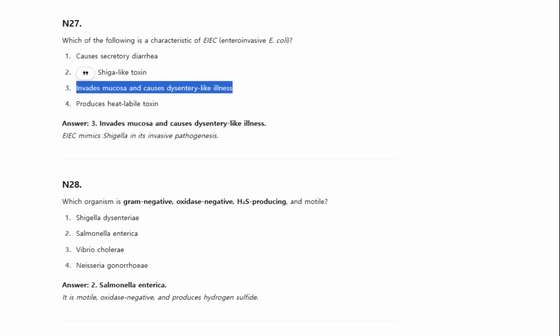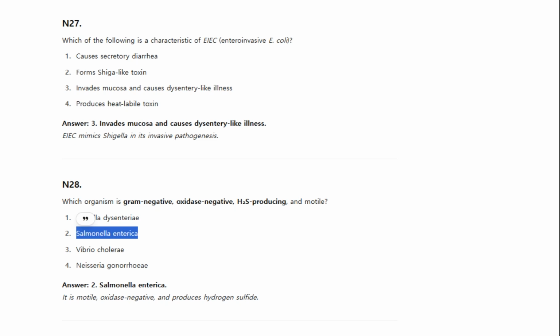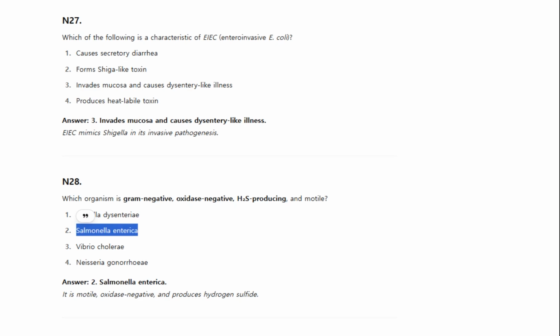N28. Which organism is gram-negative, oxidase-negative, H2S producing, and motile? 1. Shigella dysenteriae. 2. Salmonella enterica. 3. Vibrio cholerae. 4. Neisseria gonorrhoeae. Answer 2. Salmonella enterica. It is motile, oxidase-negative, and produces hydrogen sulfide.